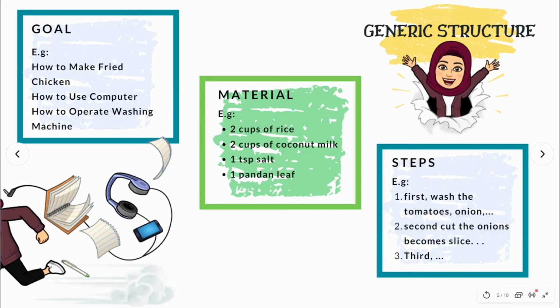Material consists of ingredients that are used in making something. But not all procedure texts include materials. Sometimes a procedure text doesn't have a material section. Examples of material are 2 cups of rice, then 2 cups of coconut milk, 1 tablespoon salt, or 1 pandan leaf. The last is steps. Steps are what must be done so that the objective outlined in the aim or goal is achieved. This part must be in sequence from the first to the last.